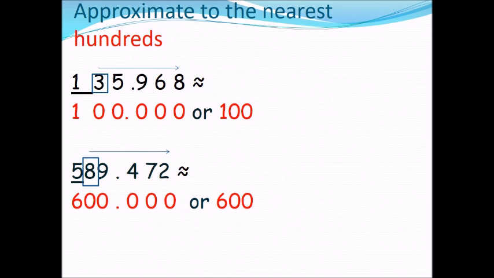Then I will ask myself, is 3 one of the strong numbers or weak numbers? Remember, 5 or more, get one more. 4 or less, just ignore. So 3 is one of the weak numbers that will not give the hundreds anything. So it will be 100.000 or 100.